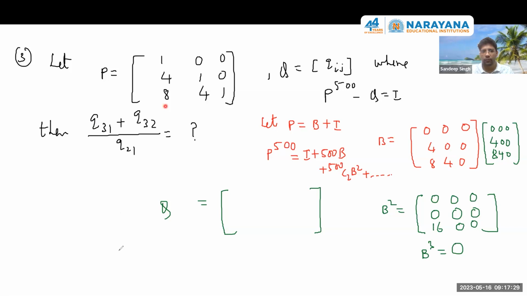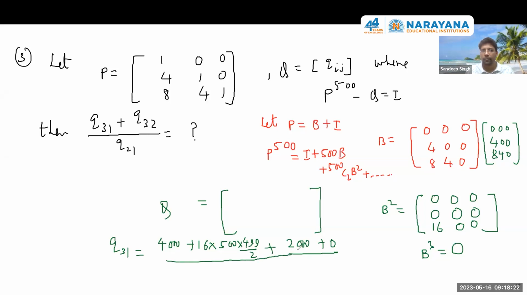So can you tell me what is Q31? So look at the element Q31 only. So this element, so this into 500. Is that all right? Plus 16 into 500 C2. So this is 4000 plus 16 into what is 500 C2? Like this you write. This is Q31. Then what is Q32? So Q32 is going to be 4 into 500, that is 2000, plus 32 into 0. Correct? And whole divided by, in fact, Q21. What is Q21? 2000. That is also 2000.